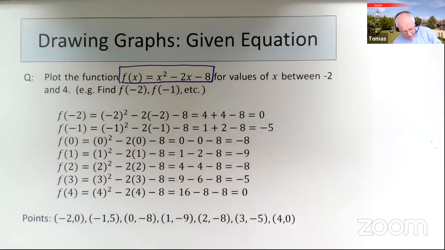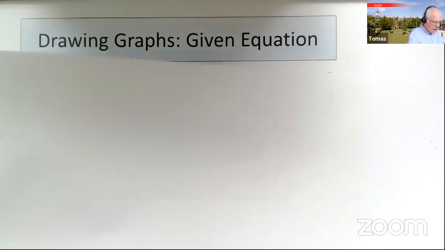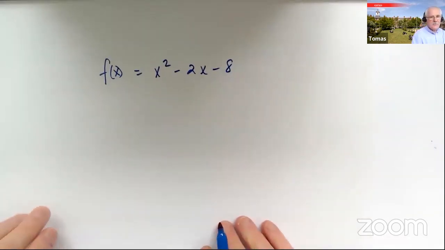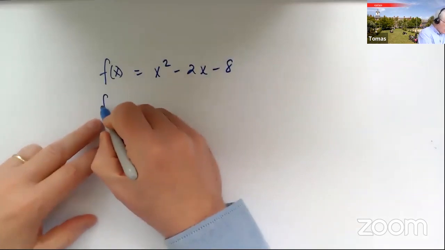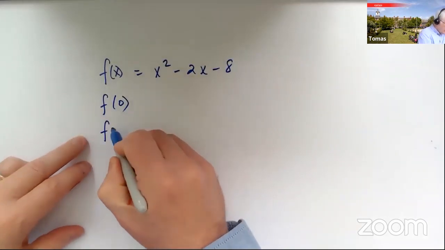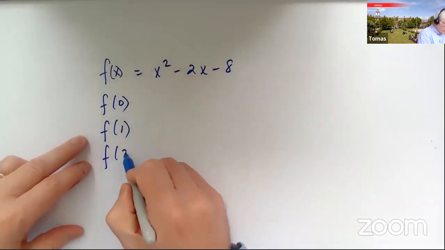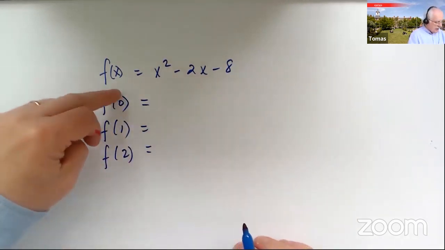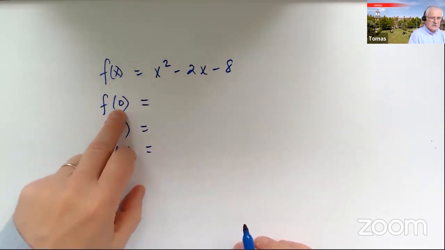So one of the things you have to be able to do in the Leaving Cert, it's on the Leaving Certificate syllabus, and that's why there's a topic on it. It says, can you plot graphs? So for f(x) equals x squared minus 2x minus 8, can you plot those values? So you say, what happens when x is 0, when x is 1, when x is 2, etc. So what you do now is everywhere you see x, you put in a 0.